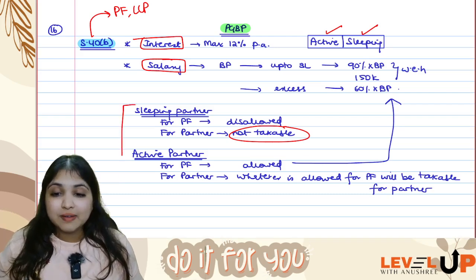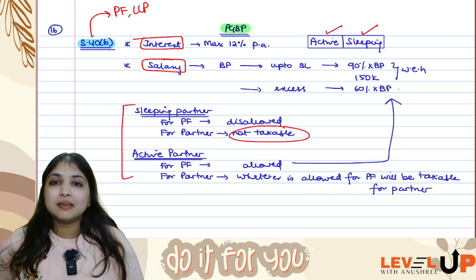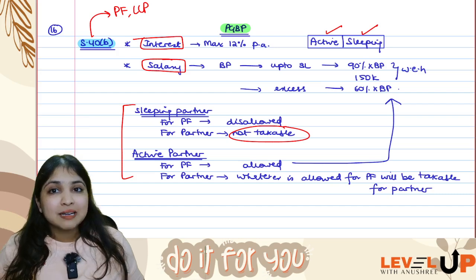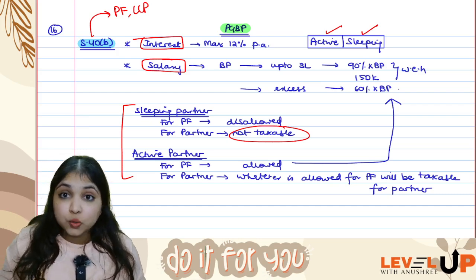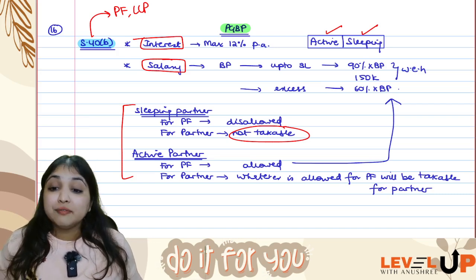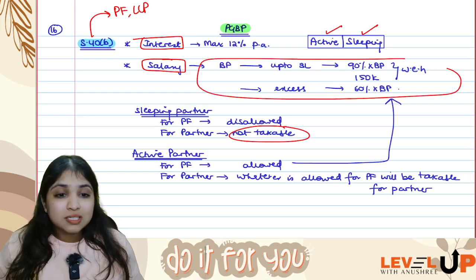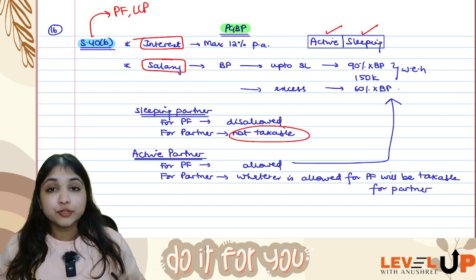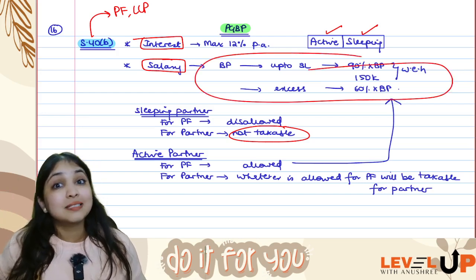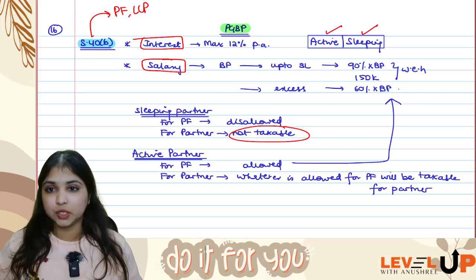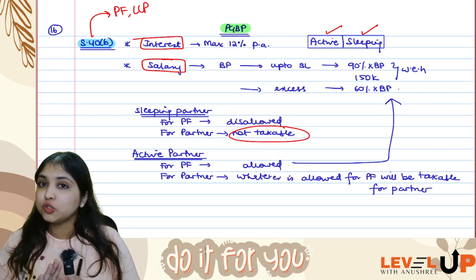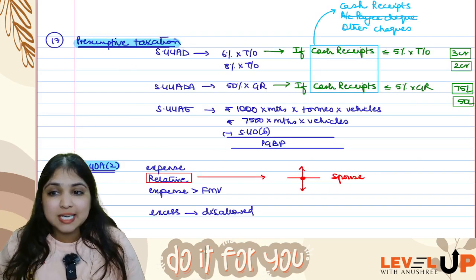Understanding? So I want you to be very clear with this differentiation. If the partner happens to be a sleeping partner, you will not do all this calculation for the firm. Whatever salary is paid to him will be disallowed for the firm and it will not be taxable for the partner. But if he is an active partner, then you will do all this computation for the firm. Whatever is allowed for the firm, that only will be taxed for the partner. And please remember, this is the maximum limit. But are we differentiating between active partner and sleeping partner for interest also? No. Alright, so this was about section 40B.